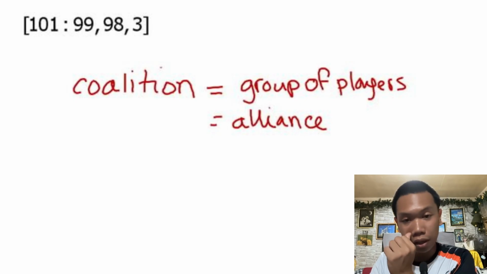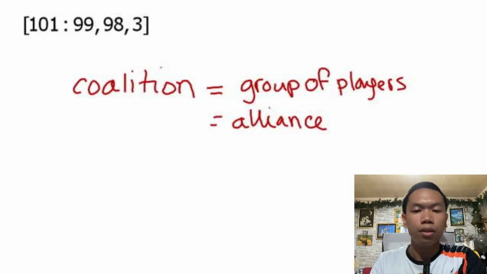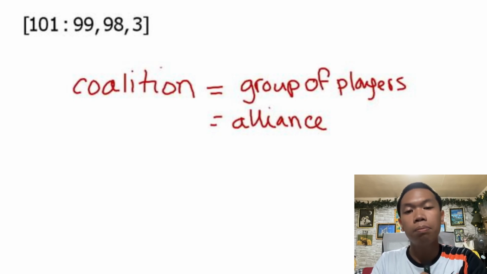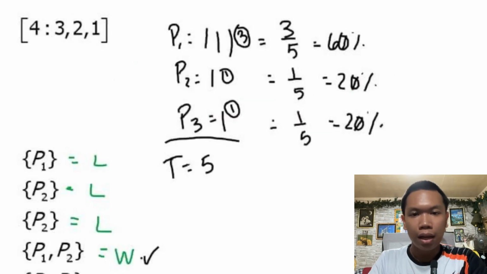So the total critical count is 2. Therefore, player 1 equals 1 half or 50%, player 2 equals 1 half or again 50%, meanwhile player 3 equals 0%. This means that player 1 and 2 have equal power while player 3 has no real voting power. And lastly, another example is this.